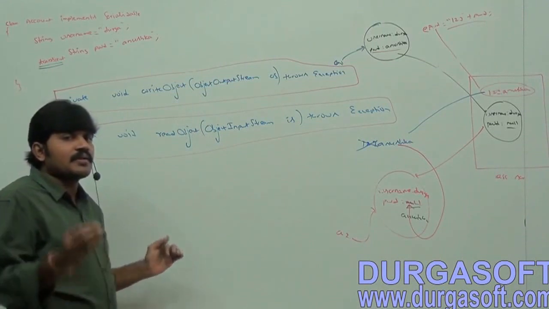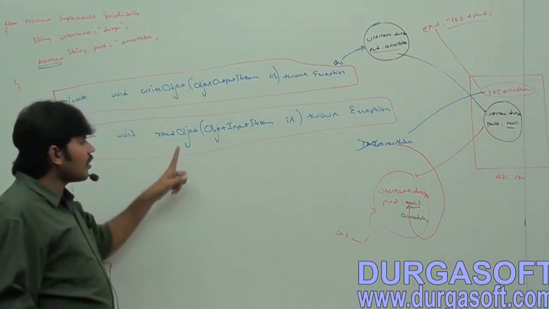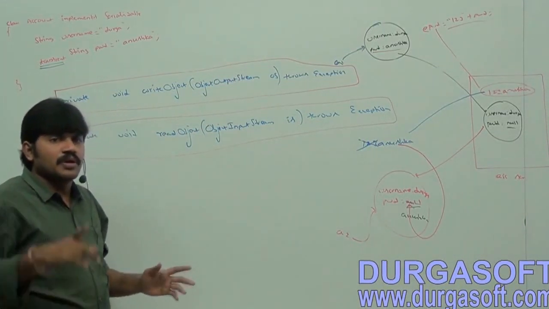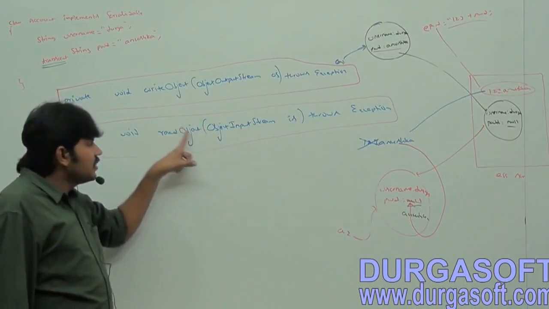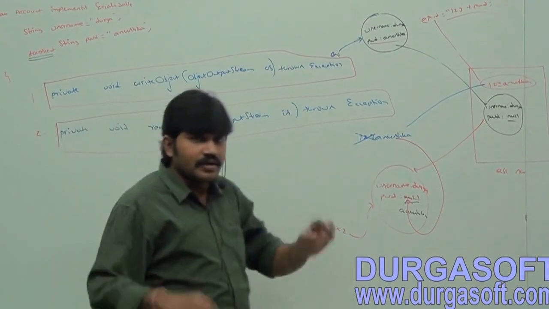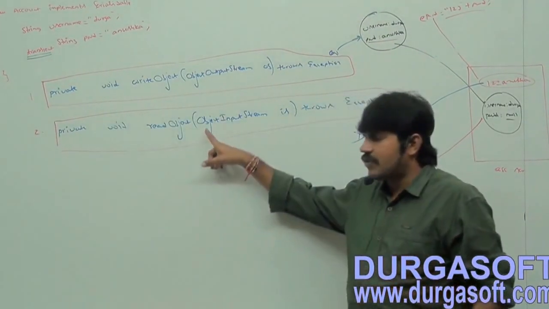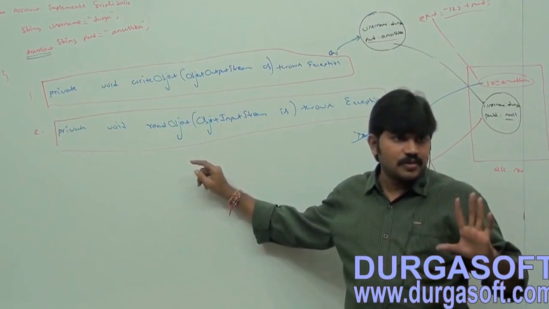Now, can you tell, at the time of deserialization, what extra work do we have to do? That extra work we have to define inside this method, because this method will be executed automatically at the time of what? Deserialization, right? Are you able to understand?